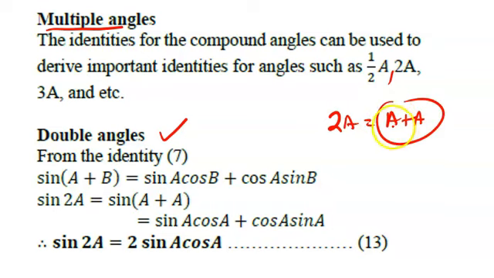The moment we see two angles, we can apply compound angles. So that will be sine A cos A plus cos A sine A. But these two terms are the same, so when we put them together, we have 2 sine A cos A. So that is the next identity.